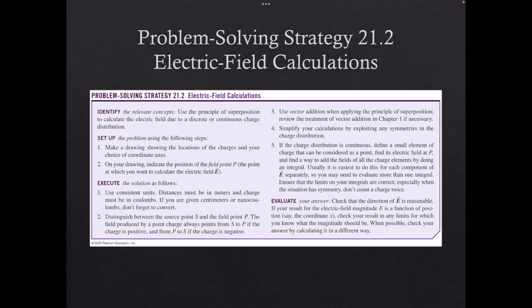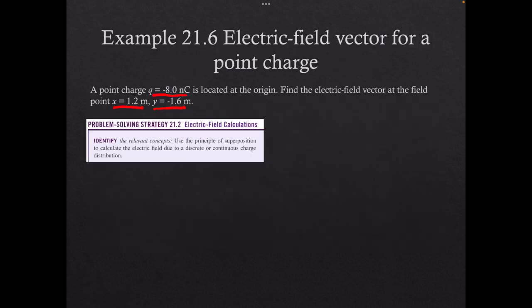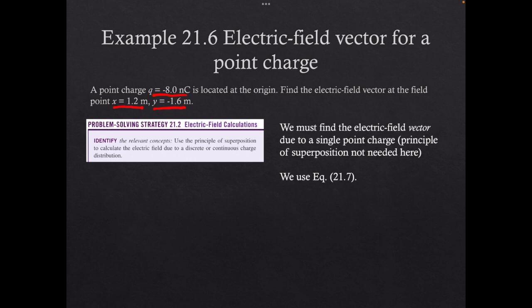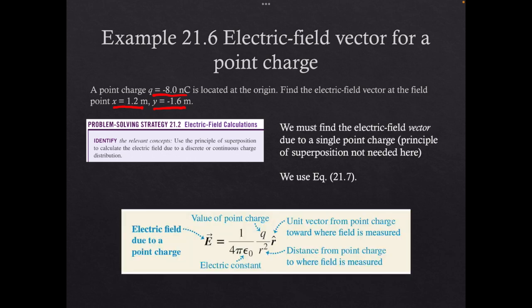Oops. Something has happened. I'm sorry. There we go. So the way I did the animation is I selected portions of that problem-solving strategy just to show you how you can use it to help you solve problems. So we're going to find the vector. We're going to use this equation that we were introduced to, and we're going to build the vector. The way we build vectors is find the magnitude first, then the direction. So let's find the magnitude.